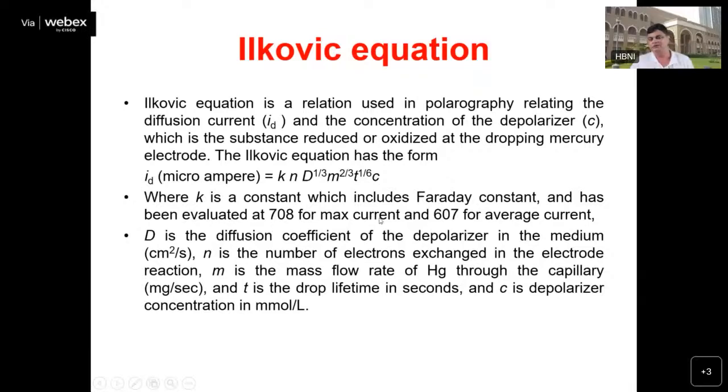The details of this can be read in any standard textbook on electrochemical analysis. D is the diffusion coefficient of the depolarizer in the medium, in centimeter squared per second, n is the number of electrons exchanged in the electrode reaction, and m is the mass flow rate of mercury through the capillary, given in milligrams per second, and t is the drop lifetime in seconds, and C is the depolarizer concentration, in general in millimoles per liter.